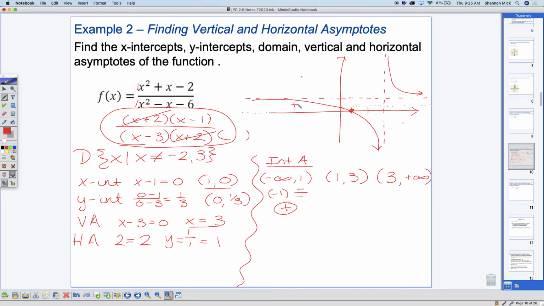Is our graph above the x-axis? Yes. Now, I didn't say above the horizontal asymptote. I just said above the x-axis, didn't I? Okay. Now, we said between 1 and 3, it better be negative, so let's check it. So I need a number between 1 and 3. 2. So if I plug 2 into the numerator, positive or negative? Positive. 2 into the denominator, negative. So I have a positive divided by negative, which is a negative.